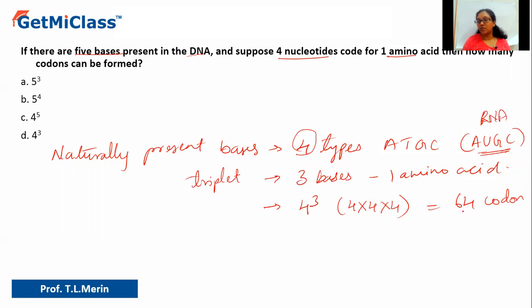Though out of 64, only 61 code for amino acids and 3 codons are non-coding, or you can say they are terminators or stop codons. But we have totally 64 codons.